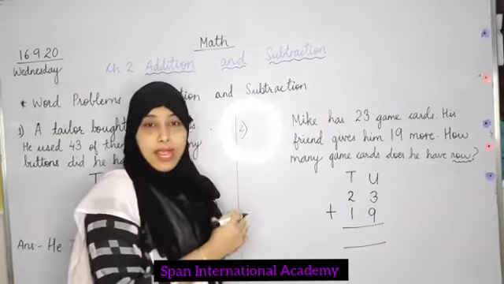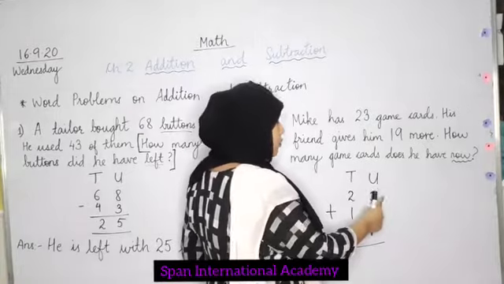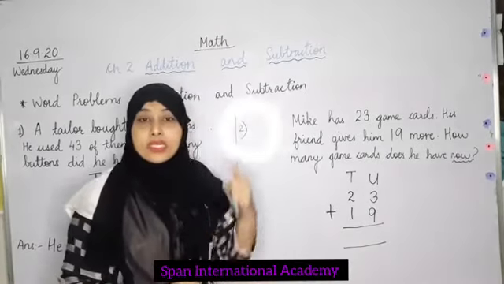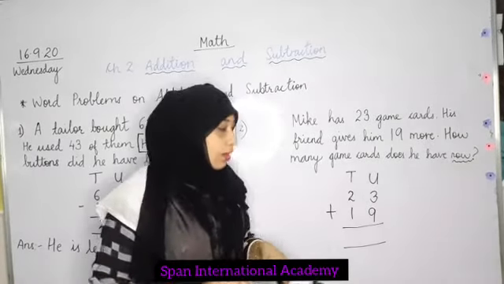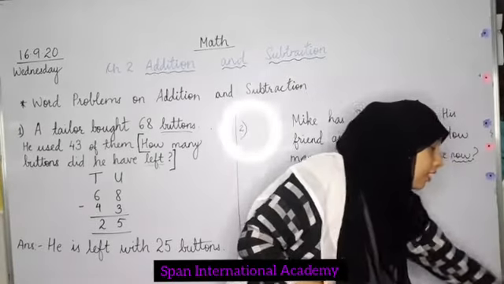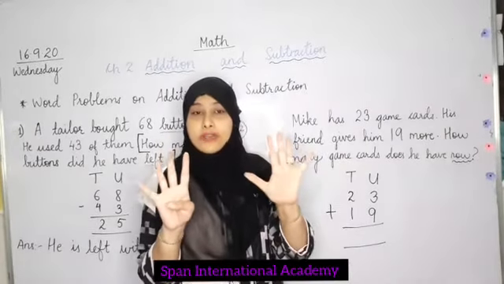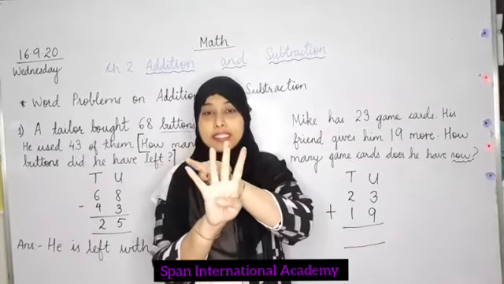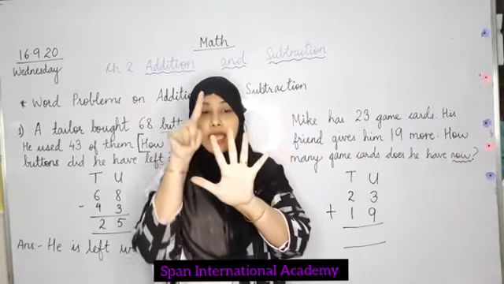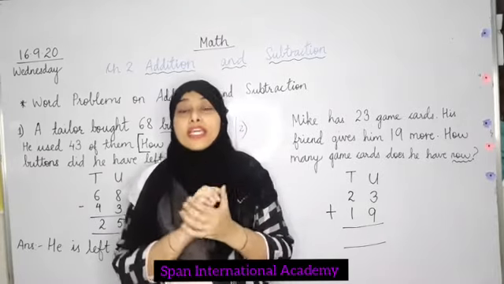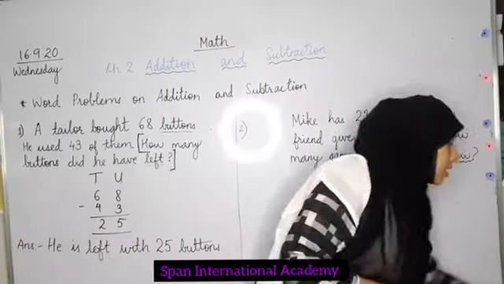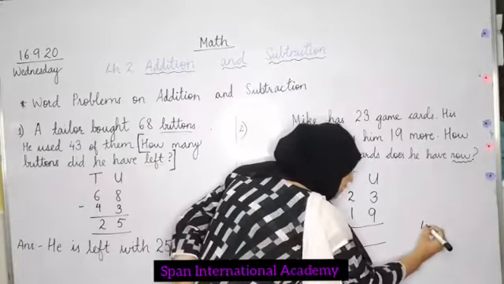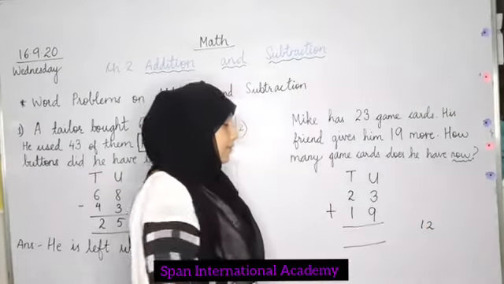We will start from our right hand side. That means you have to do 3 plus 9. So 3 in my mind and 9 on my fingers. And I start counting after 3. These are my 9 fingers. Okay. So 3, 4, 5, 6, 7, 8, 9, 10, 11 and 12. Okay. 12. 3 plus 9 gives me 12.